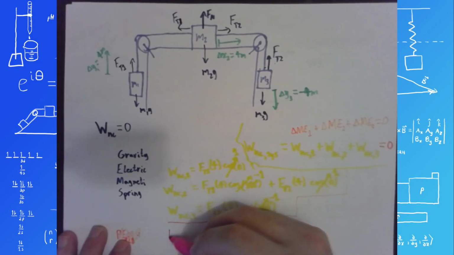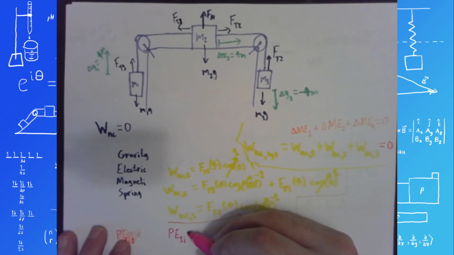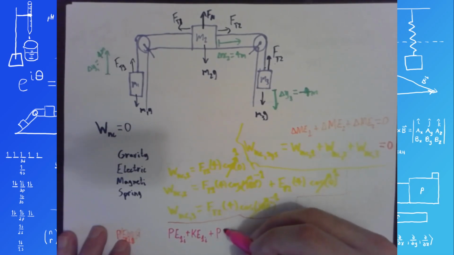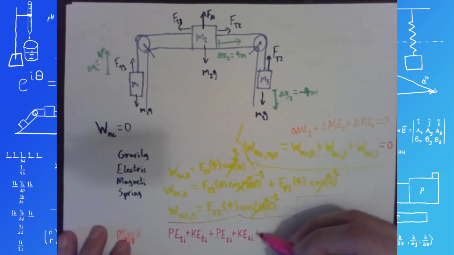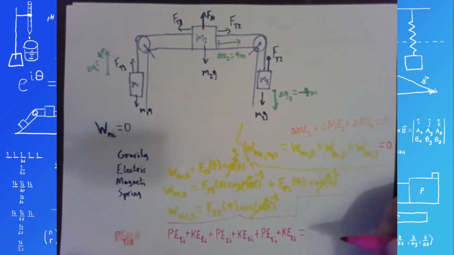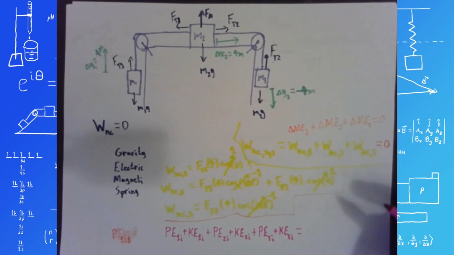So, where were we? Potential energy 1 initial plus kinetic energy of object 1 initial plus potential energy of object 2 initial plus kinetic energy of object 2 initial plus potential energy of object 3 initial plus kinetic energy of object 3 initial equals all of that again, but final this time.